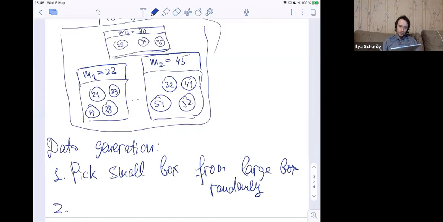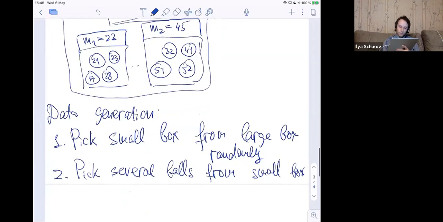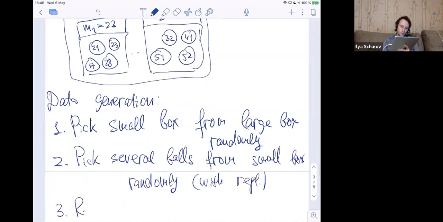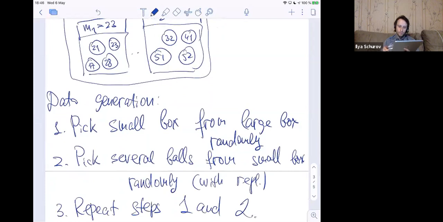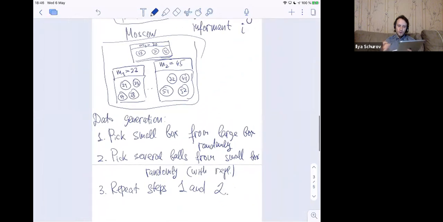Then pick several balls from the small box randomly, with replacement for simplicity. Then repeat steps 1 and 2. Now this is my model.